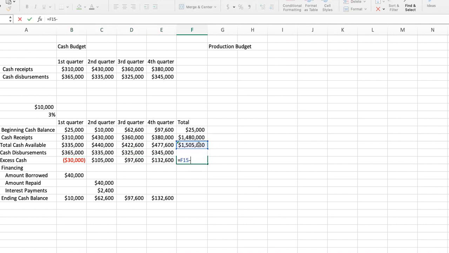And then my excess cash, I did that wrong. I knew that didn't look right. There we go. It is $135,000. Now, why doesn't that match that amount? It's because I've got to go down here and show this interest that I paid, and then I've got my $135,000 minus my interest that I paid, or $132,600, which is the ending for fourth quarter.